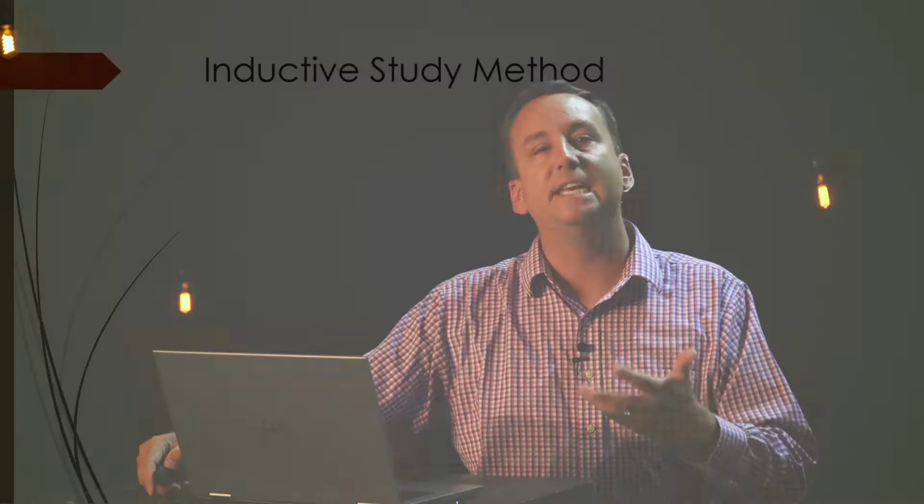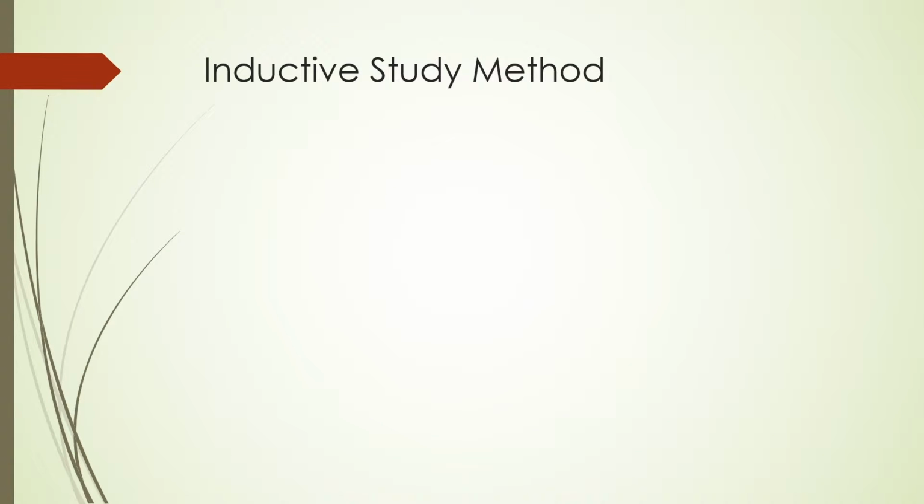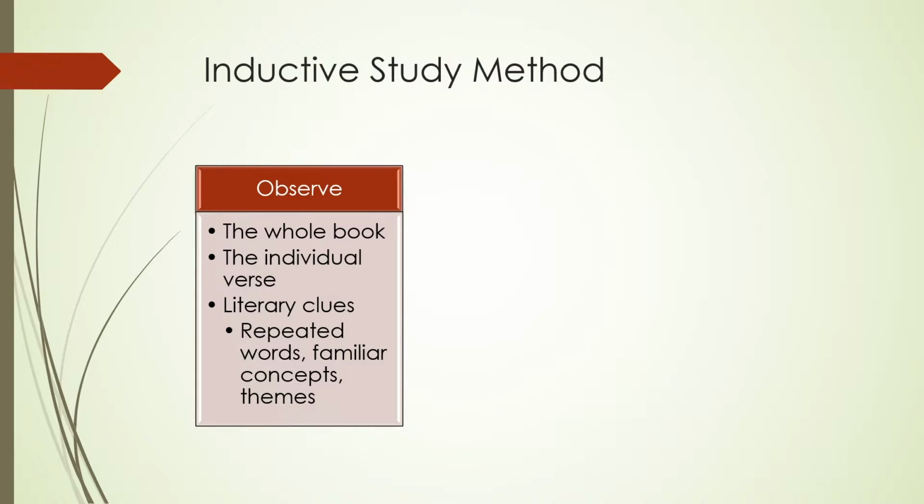And so to get at the author's intended meaning, we do what we call the inductive study method. And you've probably already heard it before. It's a really 3-step simple process. The first step is to observe. We want to observe what we're reading.